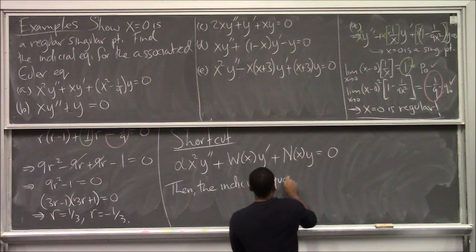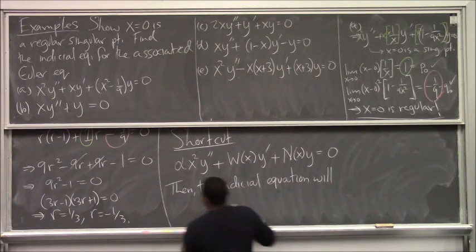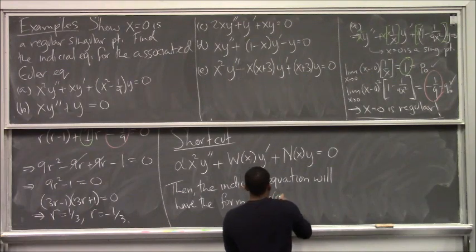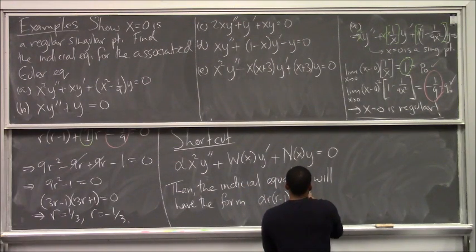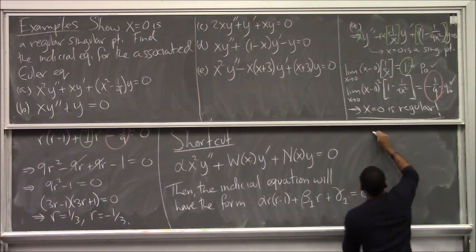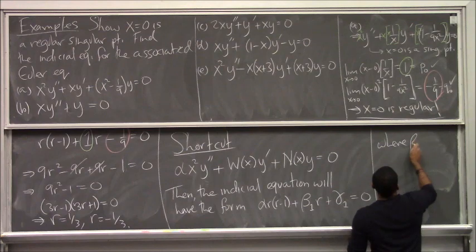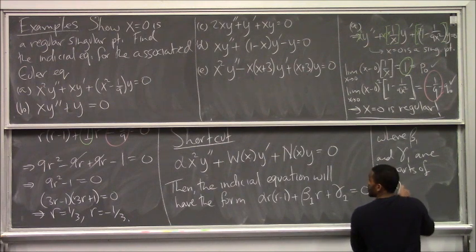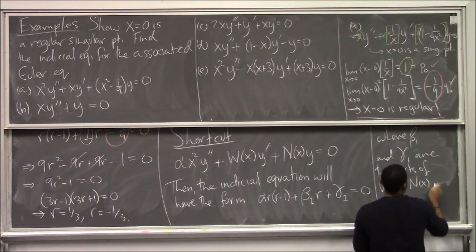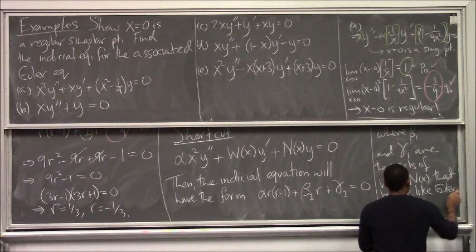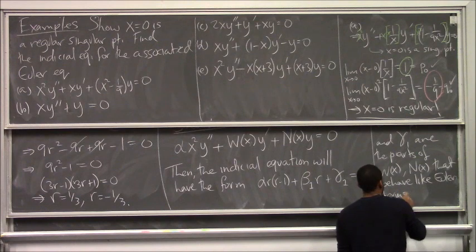Then the indicial equation will have the form alpha r times r minus 1 plus beta 1 r plus gamma 1 equals 0, where beta 1 and gamma 1 are the parts of the other terms multiplied by Euler terms. Ignore the others.